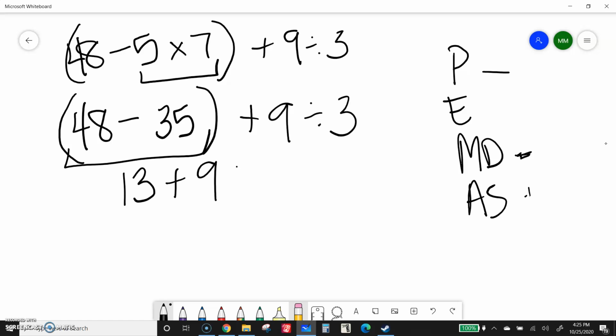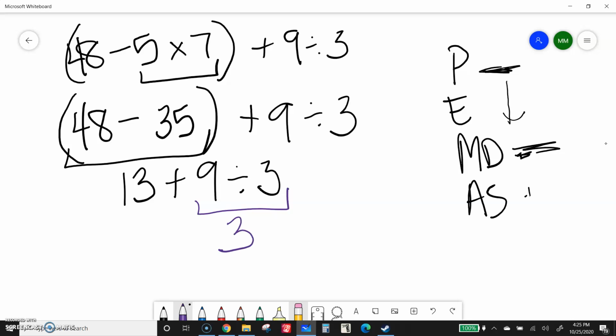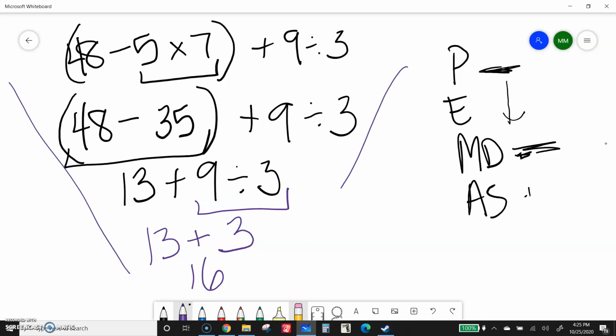Now I can write everything I haven't used. So I did my parentheses. I'm going to keep going. Multiplying, dividing. Do I have any? Yes, I do. I have some dividing over here. 9 divided by 3 is 3. 13 plus 3. And then that gives me 16 as my answer. Again, it kind of makes that upside down triangle shape, or like a funnel, as I get smaller and smaller and fewer things left to do each time.